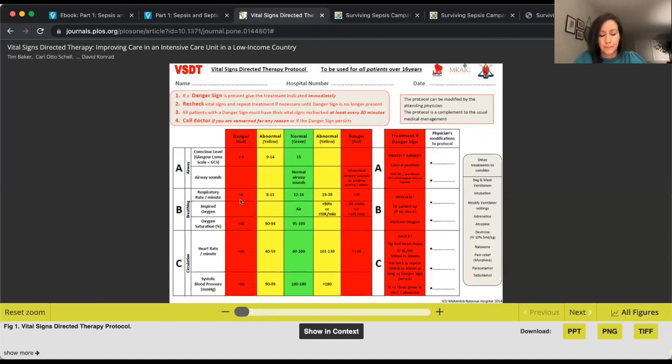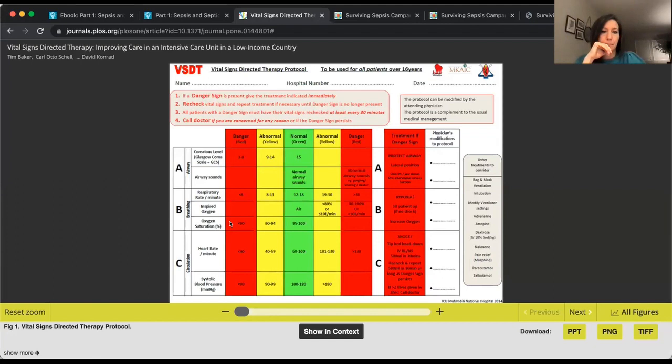So we also consider their oxygenation. Do they need oxygen? Less than 10 liters per minute means there's an abnormality, and if it's more than 10 liters, or more than 80 to 100%, that means the patient is in danger. And the last thing we look at in breathing, which is very crucial, is their oxygen saturation. The normal range is around 95 to 100; if it's between 90 to 94, it is abnormal, and if it's less than 90, they're in danger.